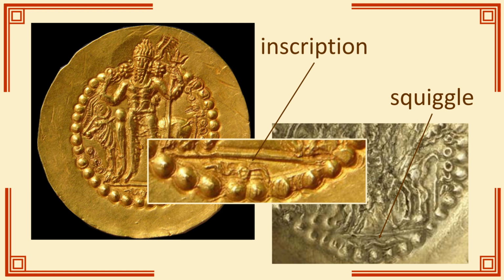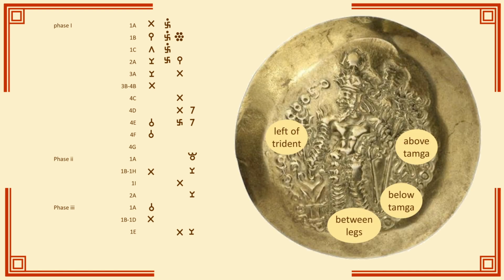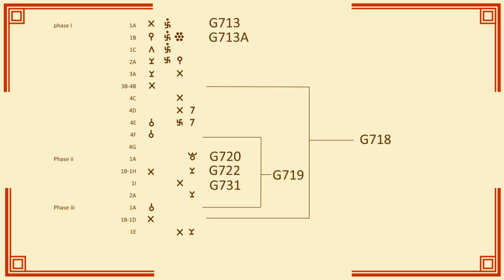It allowed Cribb to sort the issues into an order, and that showed that the three styles of crown were not incidental. They were used consecutively, and thus are sensible points at which to mark the phases. We can now use the sequencing from Cribb's stylistic analysis to look at the control marks again. These are the known control marks in Cribb's order. The marks occur in four places: to the left of the trident, between the king's legs, above and below the tamga. And this is how Gobl's system maps onto Cribb's.